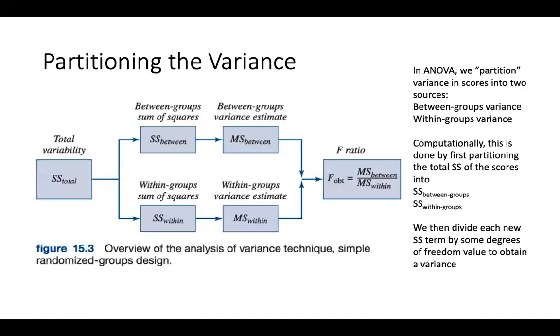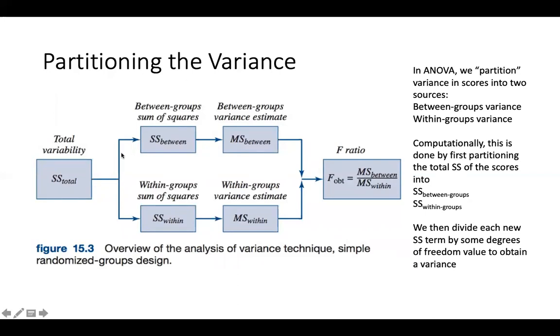So before we talk about that, let's just look schematically at the conceptual process of what we're doing. So in our example, we have 15 people, and we've measured corticosteroid levels from those 15 people. At first, we're going to ignore what group they're in, and we can compute the total variability in terms of sums of squares. So we could take all 15 scores and compute sums of squares with the formulas from chapter 4.